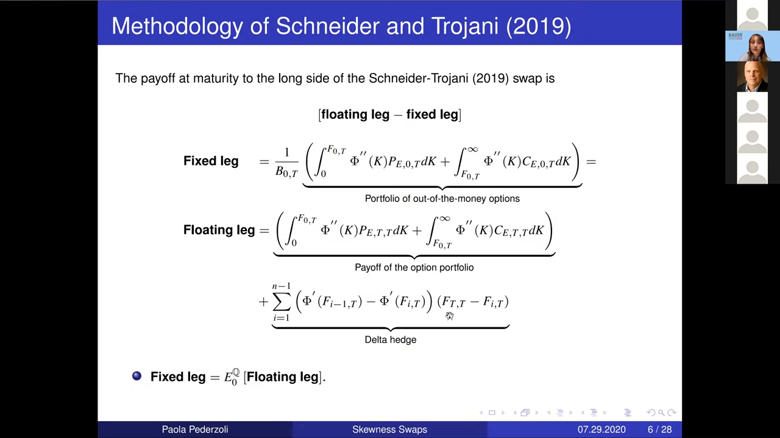Because here, what is the return of the skewness swap? It's the floating leg minus the fixed leg. So it's the realized skewness minus the risk neutral skewness. So this is a direct measure of the skewness risk premium.